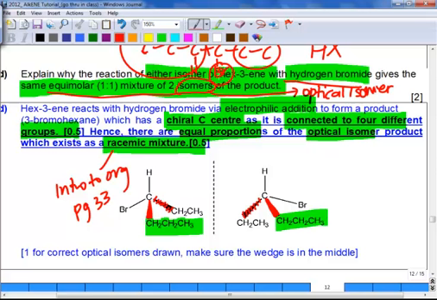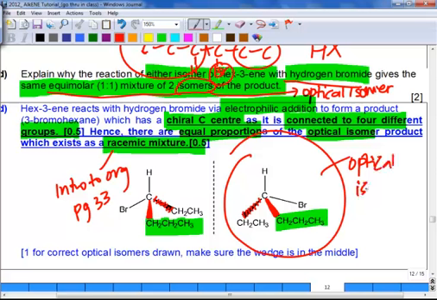Remember that time we said these optical isomers can rotate plane polarized light? One rotates to the left, the other rotates to the right, right? So over here, racemic mixture just means that in a container, 50% of the molecules is this, the other 50% is this. So this is a racemic mixture. That's just what it means.